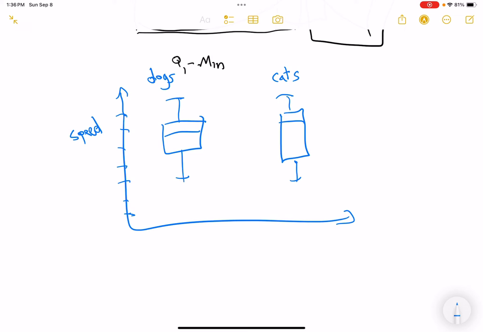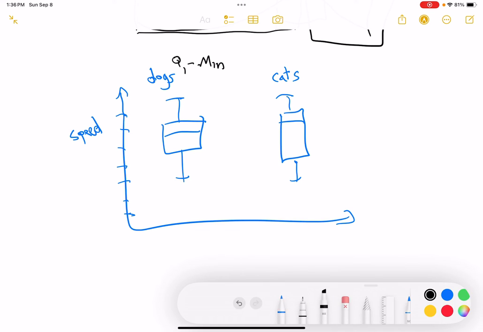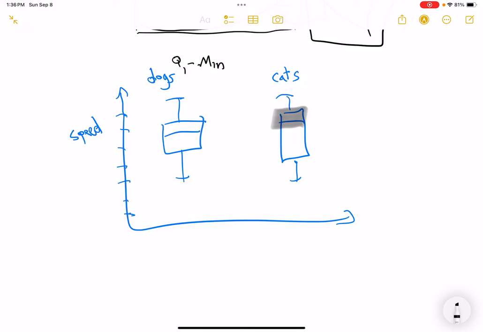And I would say something like, 50% of dogs are slower than the top 50% of cats, right? The bottom 50% of dogs are slower than the top 50% of cats. And in this case, that would quite obviously be the case, right? You can see where the cats sit, their top 50%, versus where the dogs sit in their bottom 50%, right?